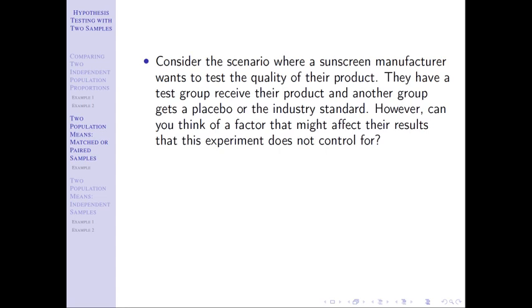However, can you think of a factor that might affect their results that this experiment does not control for? So just something to think about here. We talked in the previous section about comparing two population proportions. And we said, is the proportion of whatever in this group different from the proportion of whatever in that group, right? So one of the examples was about side effects with Nasonex, right? And so we gave the drug to a bunch of people in one group, we gave them a placebo in the other group, and we said which group had issues, right?